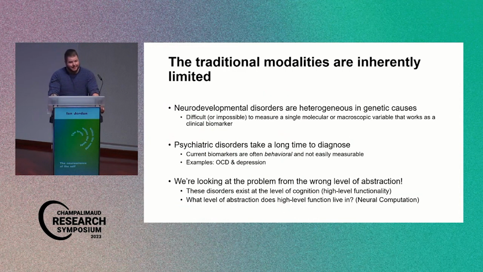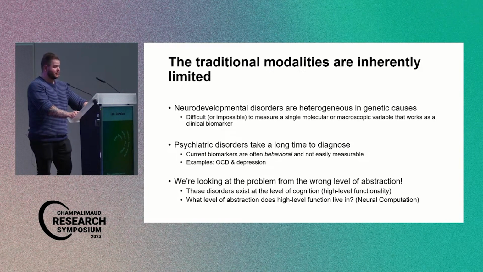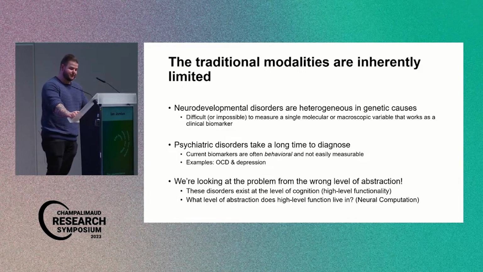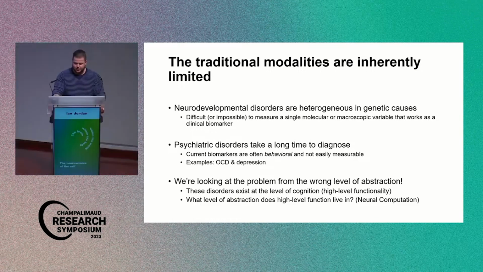So why is this happening? Why has so little progress been made in this specific area of clinical research? Well, first of all, neurodevelopmental disorders are incredibly heterogeneous in terms of genetic causes, rendering it extremely difficult, in some cases potentially even impossible, to identify a single biomarker from the modalities previously mentioned. In the case of psychiatric disorders, often treatment is evaluated and determined from behavioral screening weeks or even possibly months after treatment has been administered.